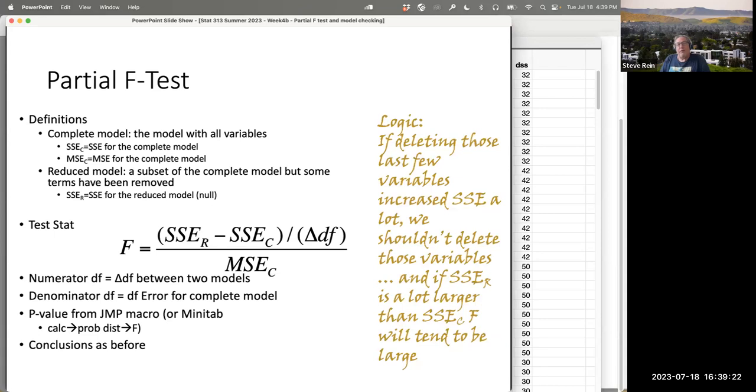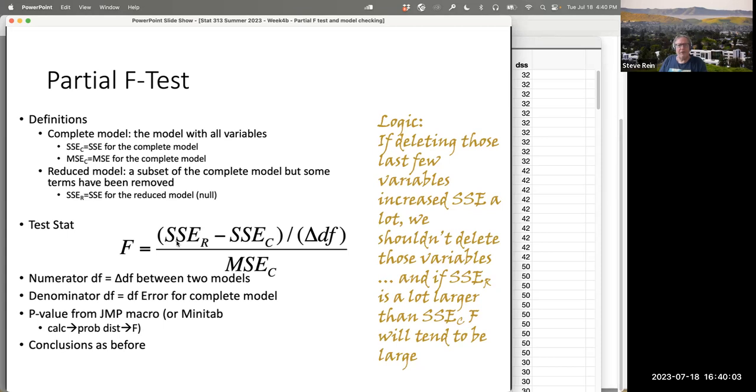And for that null hypothesis, let's see how much of a benefit there is in having that complete model. If the reduced model's errors are quite different from the complete model's errors, then this F ratio will tend to be large. Again, if you have a huge difference in SS error, that's going to say the complete model is noticeably better.